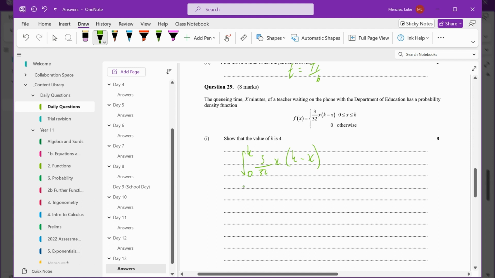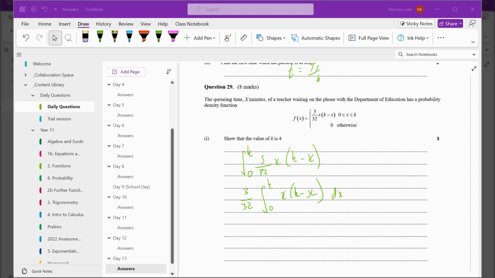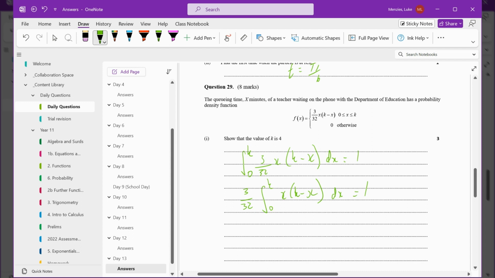So talking about a probability density function, we put in the value k, we put in 0, we put in the function, 3 on 32, x times (k minus x). For me, I'd bring up the 3 on 32. And we've still got this from 0 to k, x (k minus x), and don't forget that is dx, and that is equal to 1. Yeah, we've still got time.